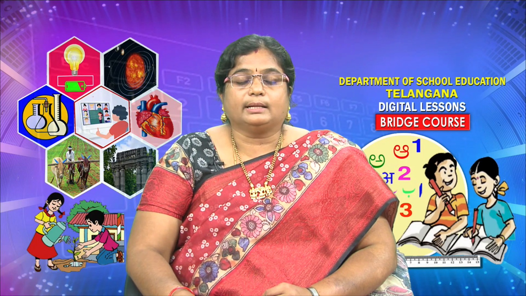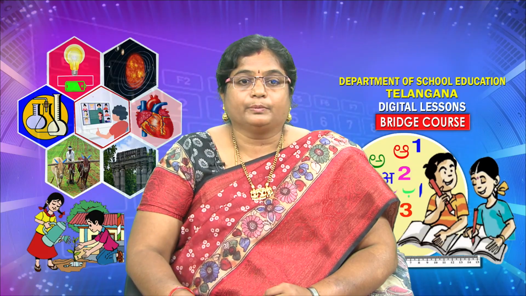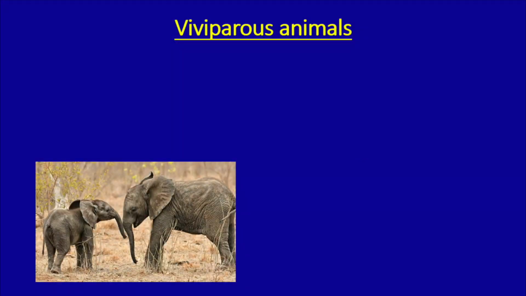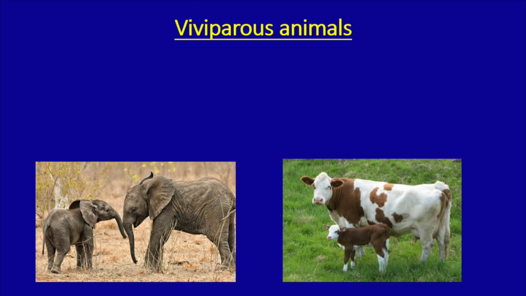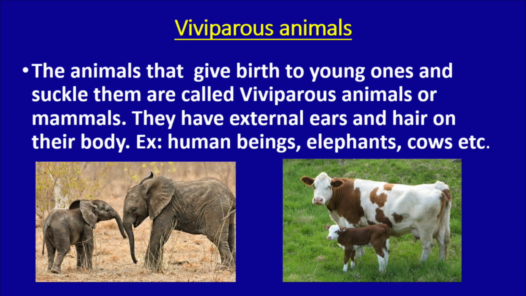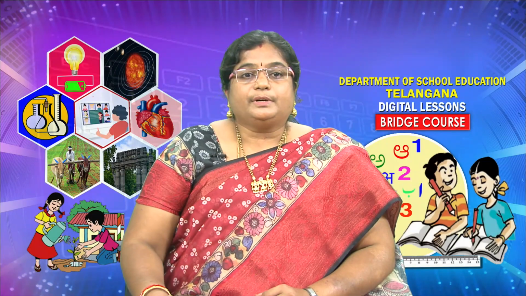Then coming to viviparous animals, can you define viviparous animals? Viviparous animals are the animals that give birth to young ones and suckle them. So, here you can see an elephant with its calf and a cow with its calf. So, these are the viviparous animals and these are also called mammals as they give milk to their young ones. So, they have external ears and hair on their body. Till now, we have seen different types of animals and their movement.